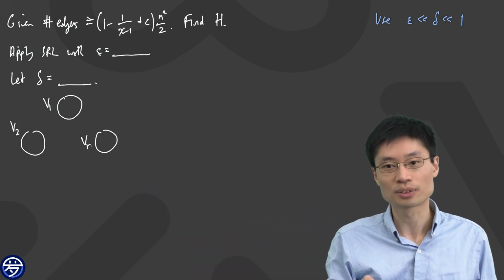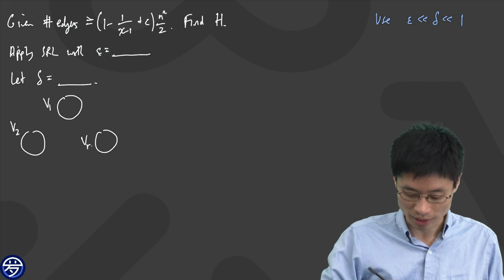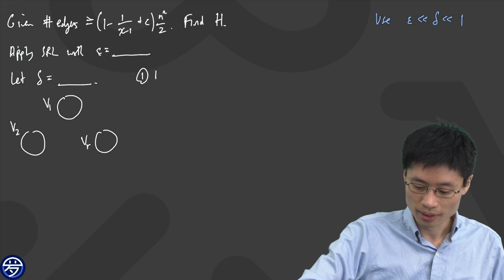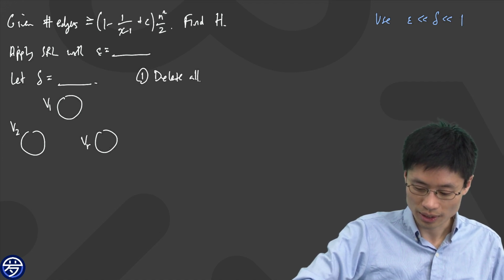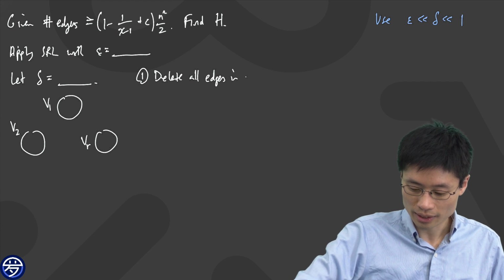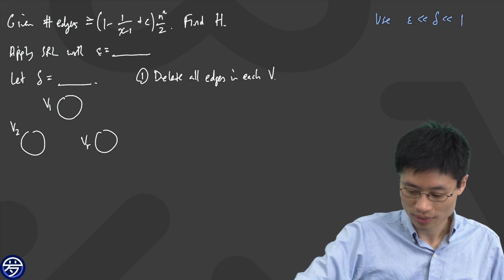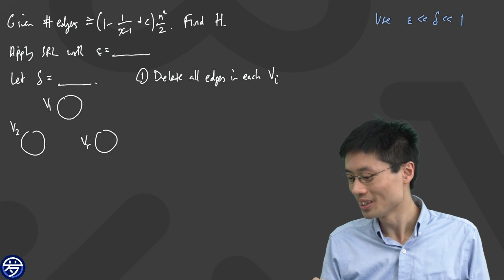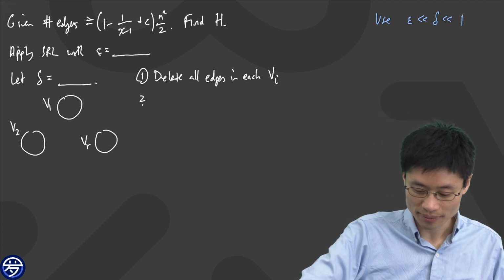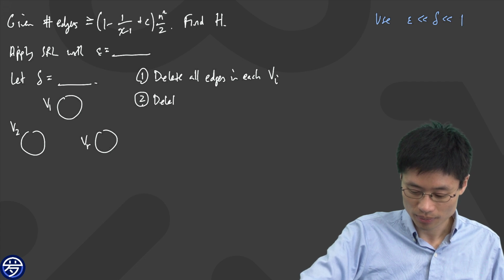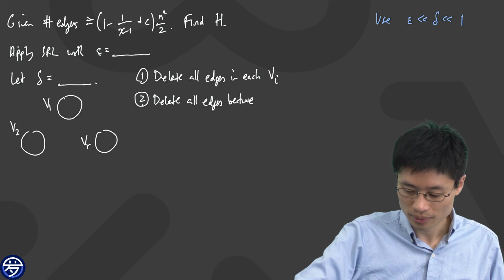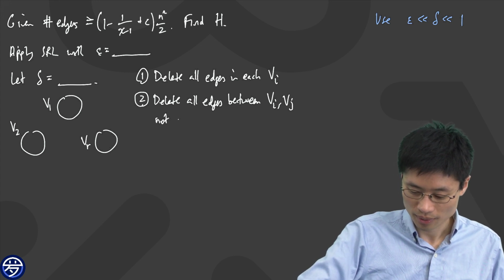And so the way that all of these proofs using the regularity lemma work is, after letting these happen, we do a few steps. We delete all of the edges in each of the Vi's. So each of the Vi's has some size. We delete all of the edges inside it. The next thing you do is you delete all of the edges between Vi, Vj pairs which are not epsilon regular.